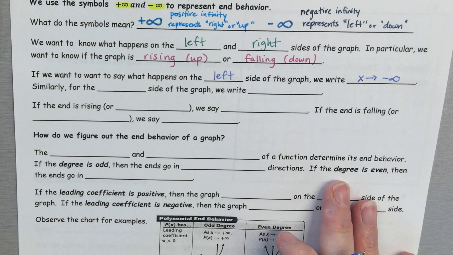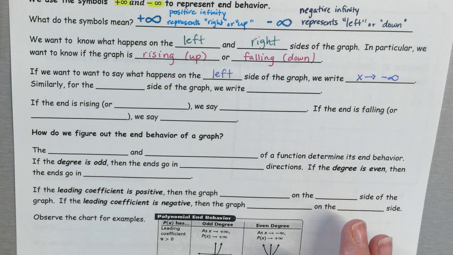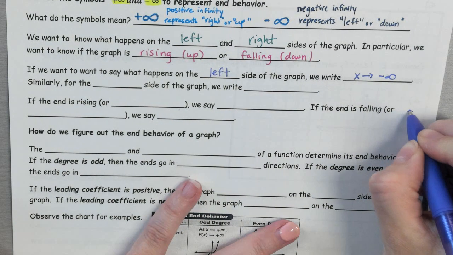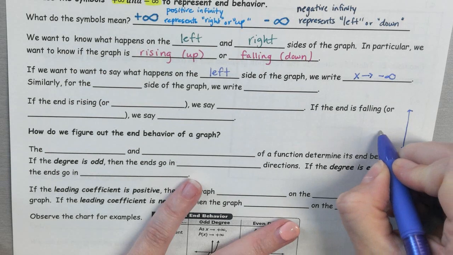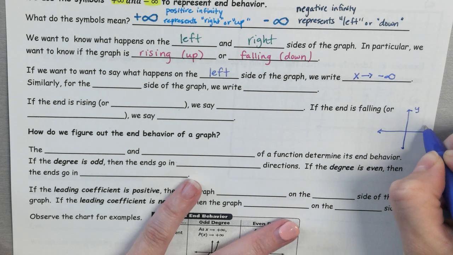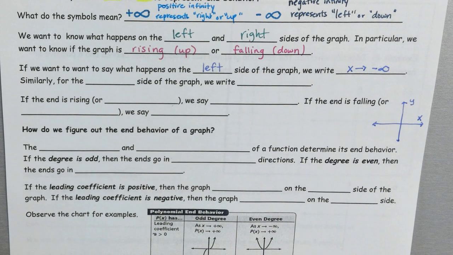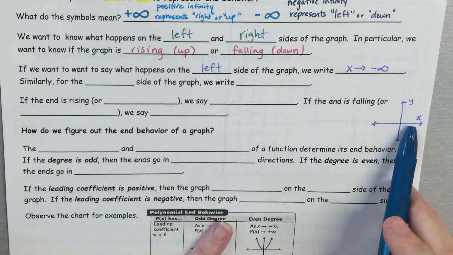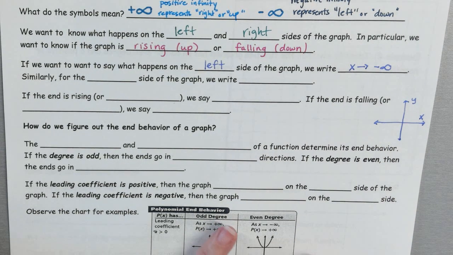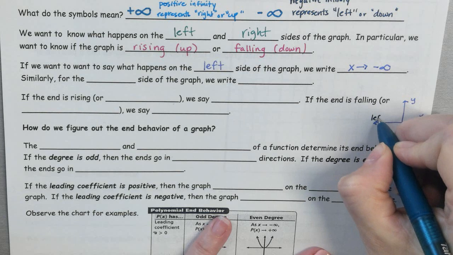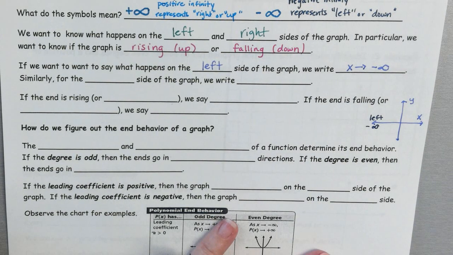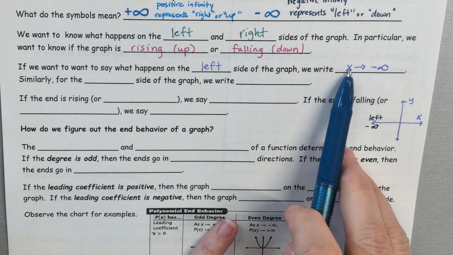Okay, and let's think about why that makes sense. I'm just going to draw a little grid here. I have the y and I have the x. The x-axis runs from left to right, correct? So on the left side, our values keep going down. They keep going to negative infinity. That's why this makes sense.